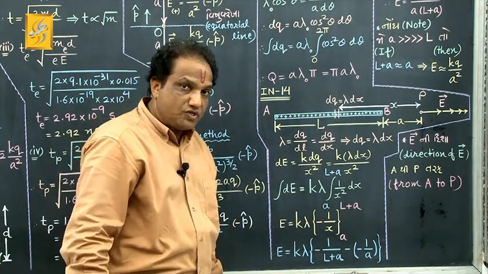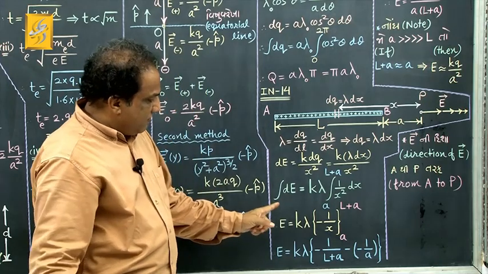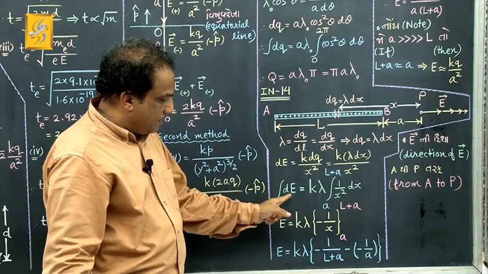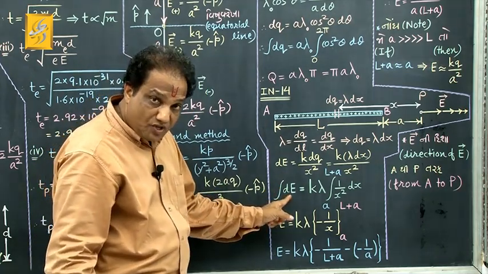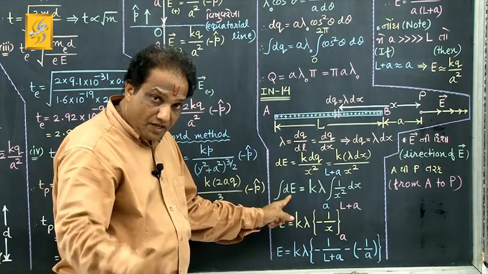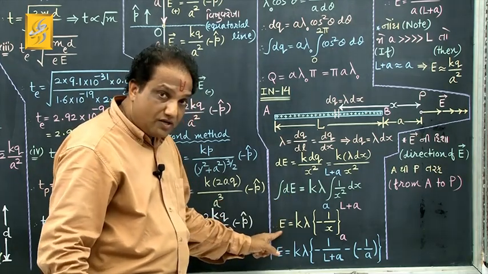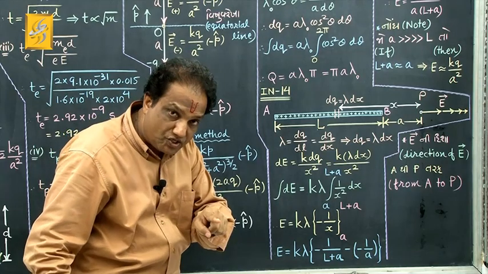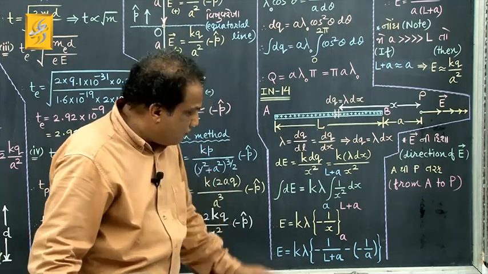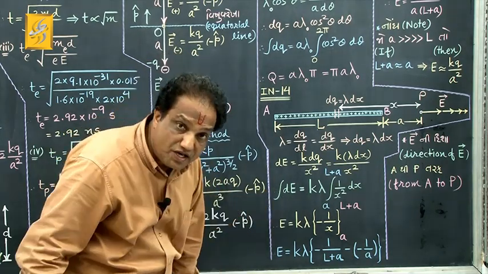Should I ask one question here? Why have we taken the scalar addition of these values? Why not vector addition? In fact, the resultant electric field should be obtained out of vector addition. Then instead of vector addition, why are we going for scalar addition here?